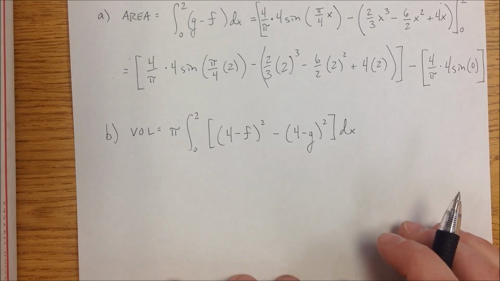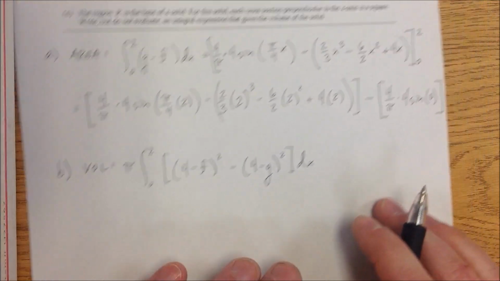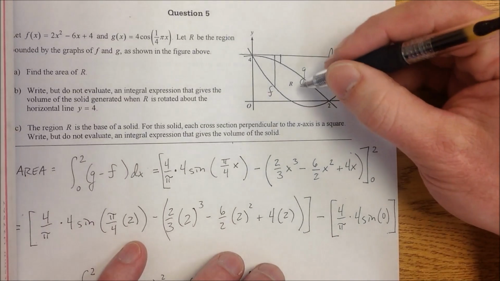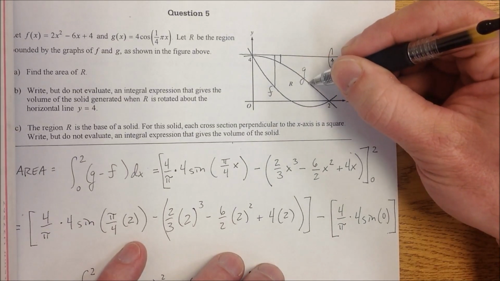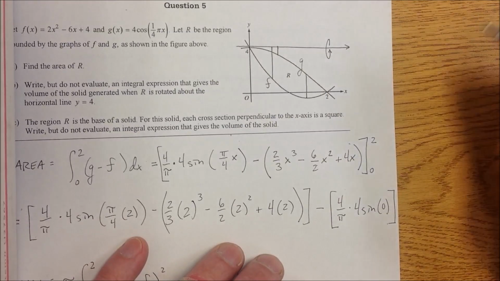Part C, the region R is the base of a solid. For this solid, each cross-section perpendicular to the x-axis is a square. Write but do not evaluate an integral expression that gives the volume of the solid. So it might help to draw a cross-section. I'll pick one here deliberately. So that would be a cross-section perpendicular to the x-axis.